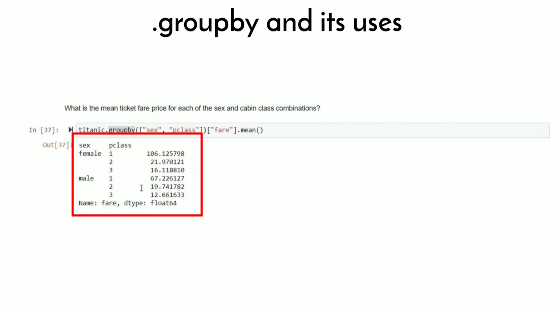Sex, female, each passenger class in that particular category, and the mean value which was paid in the form of fare. And the same thing was done for the male category for each given class value and their mean fare.